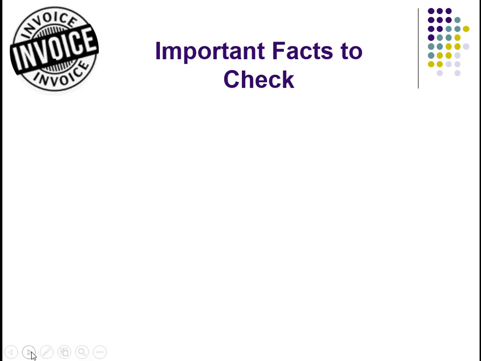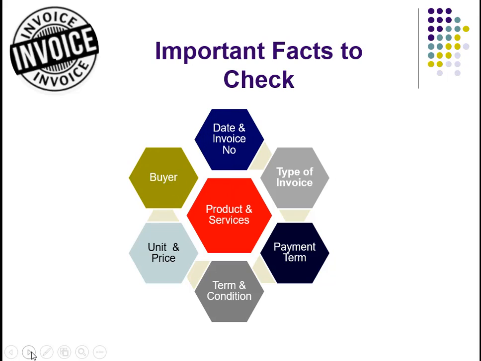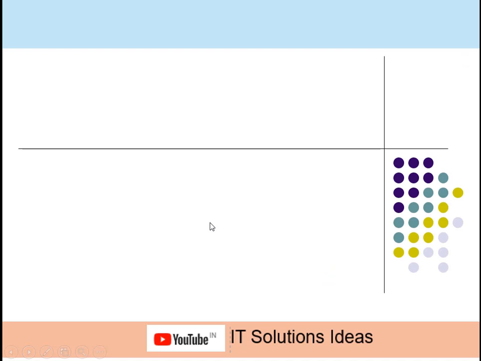Now, important facts to check. What we need to check: the date and invoice number, the type of invoice, the payment terms, the other terms and conditions, unit and price, the buyer information, and the most important, product and services. So whenever you have any kind of invoice, you have to find this compulsory information, then only can this document be validated.